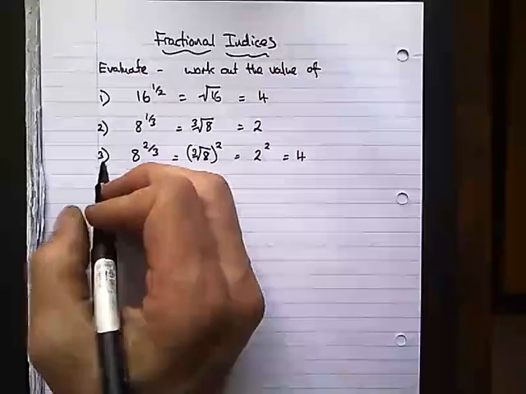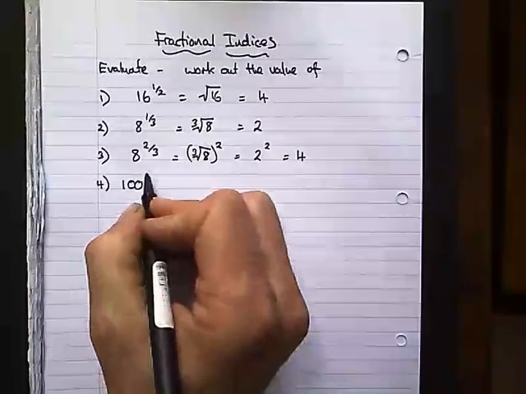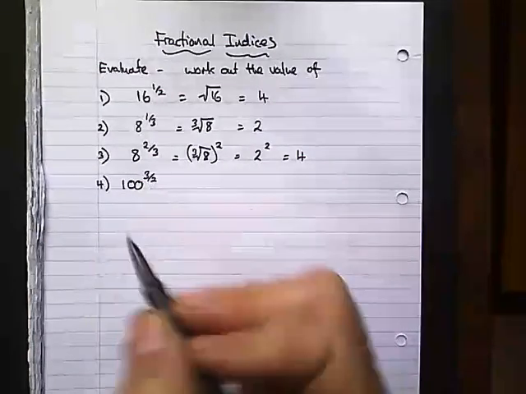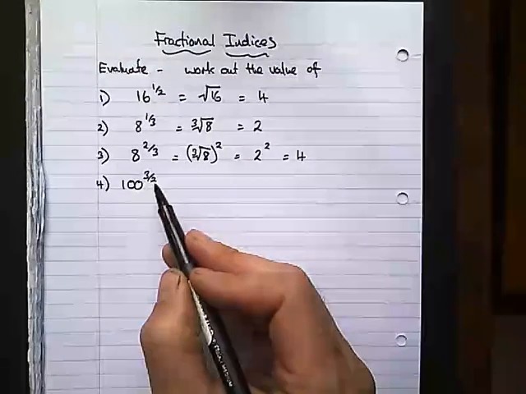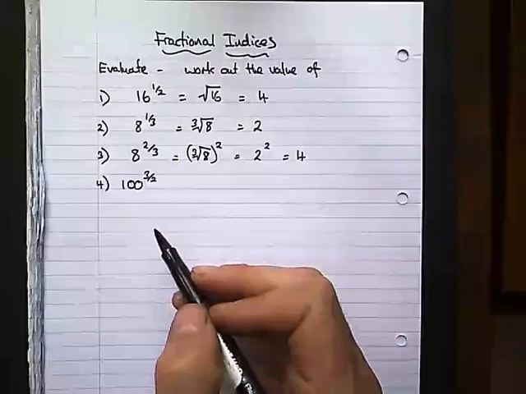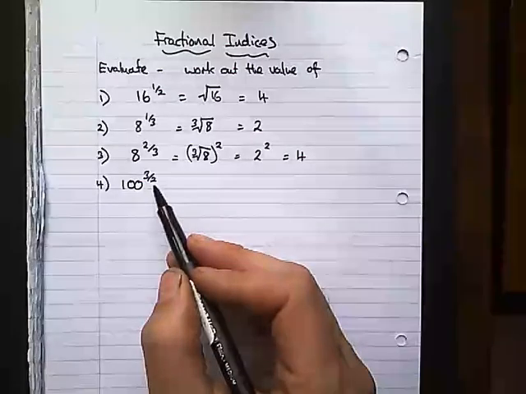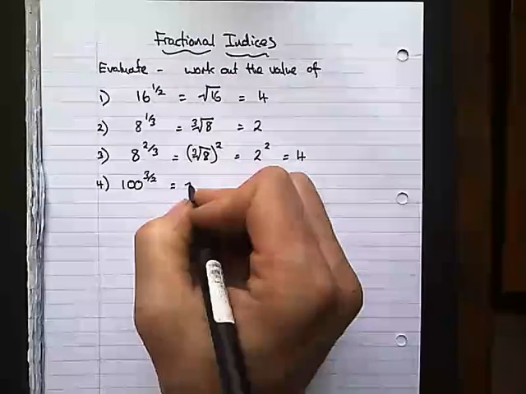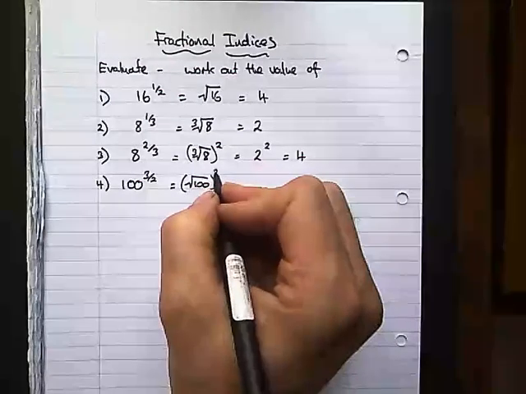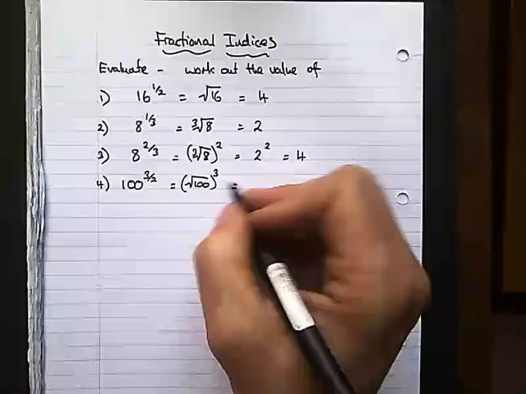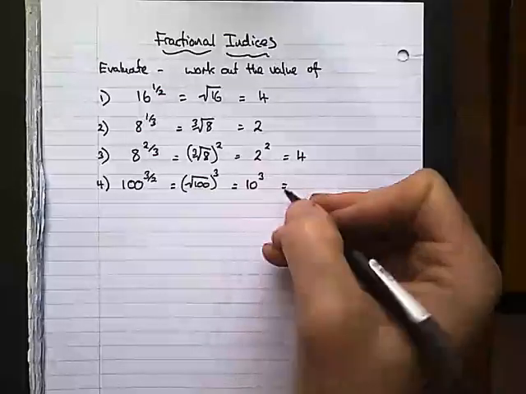So let's have a look at another one. 100 to the power of 3/2. So I want to take the square root, and then I want to cube the answer. And that's what the 2 on the bottom is, the square root. The 3 on the top is I'm going to cube the answer once I've square rooted. So I square root 100, and then I cube the answer. Square root of 100 is 10. 10 cubed is 1,000.